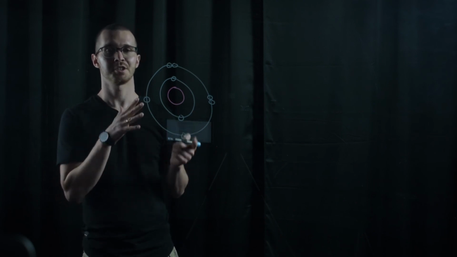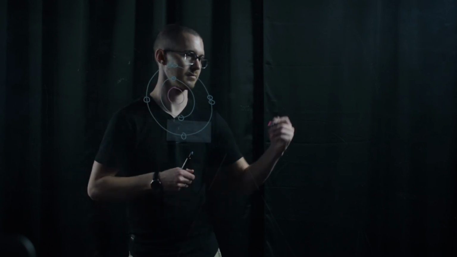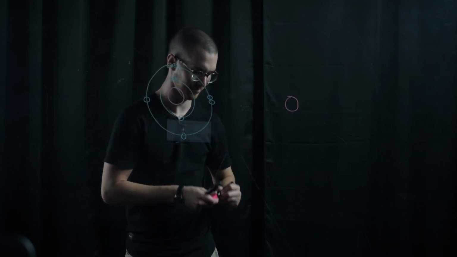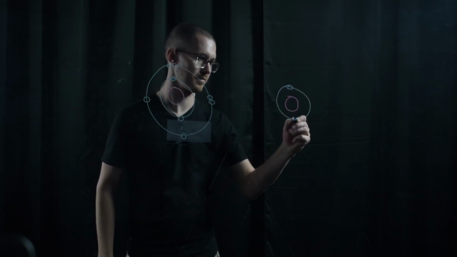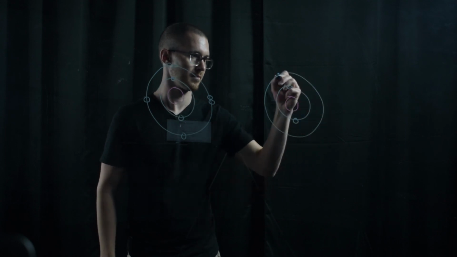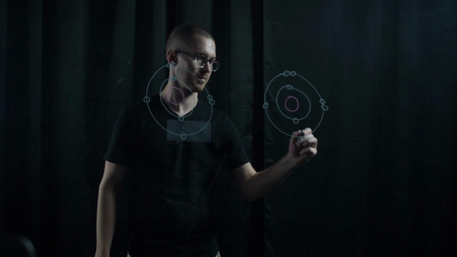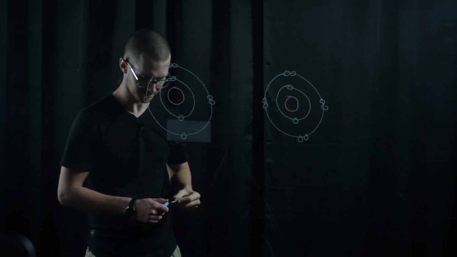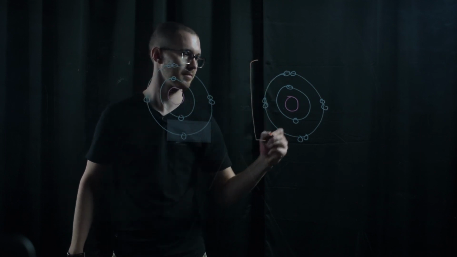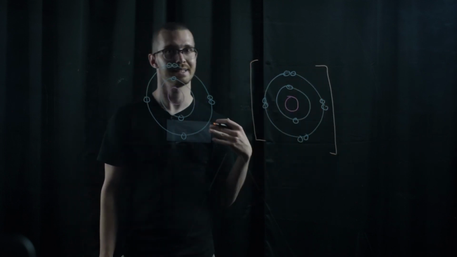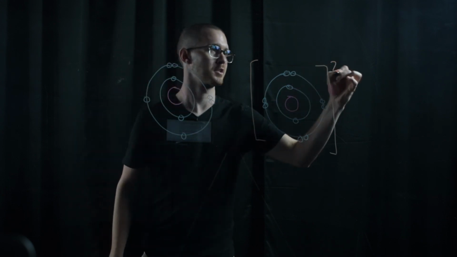So when oxygen is ionized, we get an oxide ion, that has gained 2 electrons. We need to make sure we include our square brackets. And because it has gained 2 electrons, it has gained 2 more negative charges, so it is 2 minus.